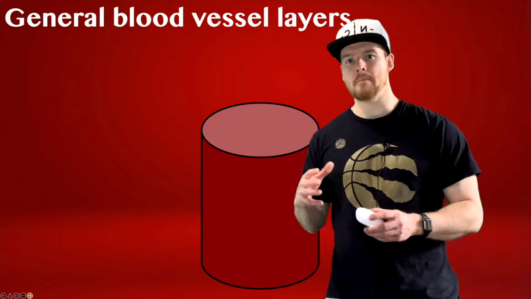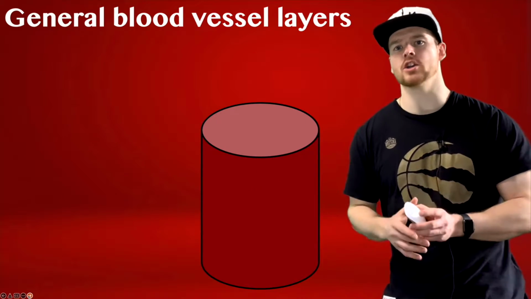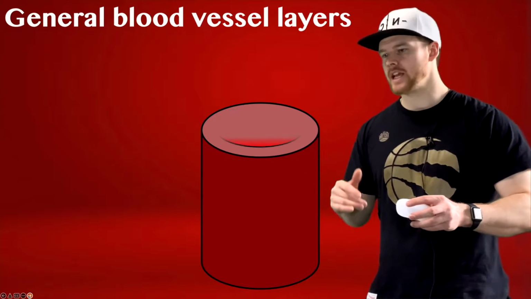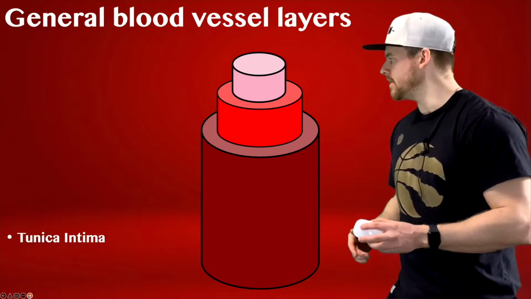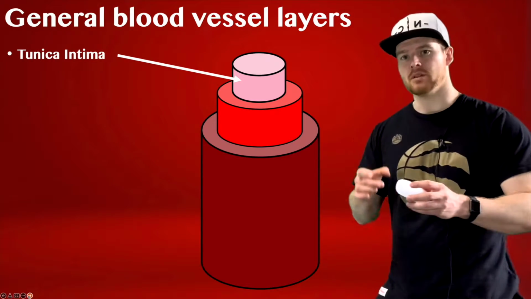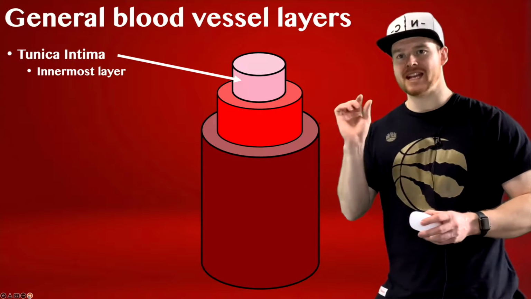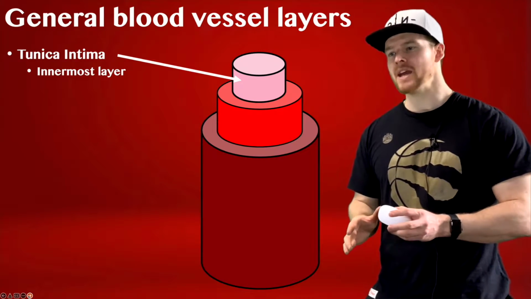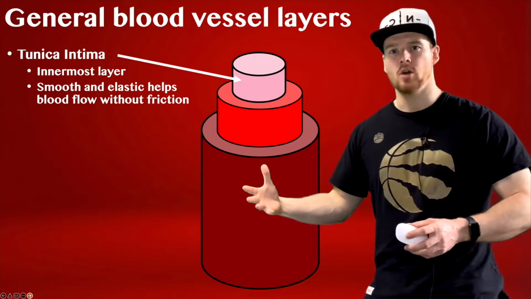Next, we're going to look at what makes up a blood vessel. So looking at the layers of what a vein and an artery are. There's lots of different layers, but we're going to simplify it into 3 layers. Now, the first layer is the one that's going to be closest to the blood, that blood is actually flowing through. This is the tunica intima, and it's the most inner layer. Now it is really smooth and elastic so that it can allow blood to flow without friction.